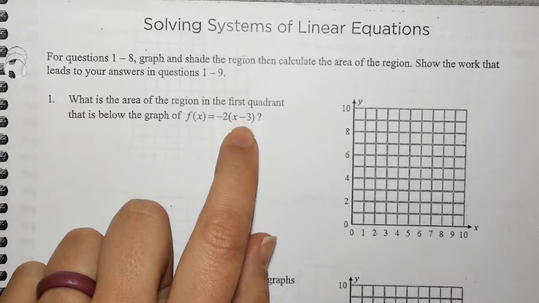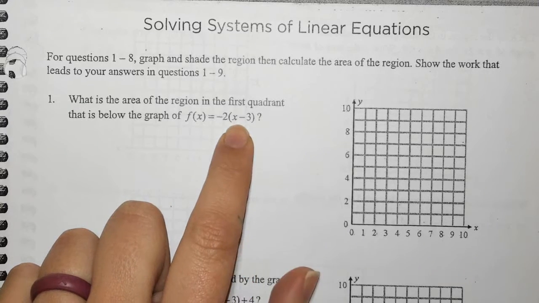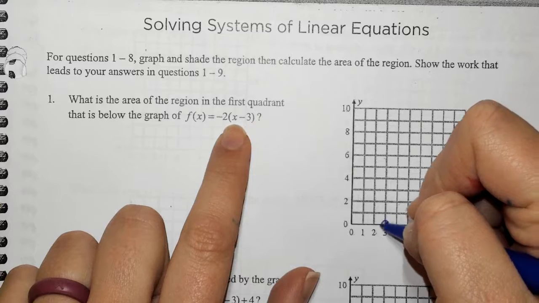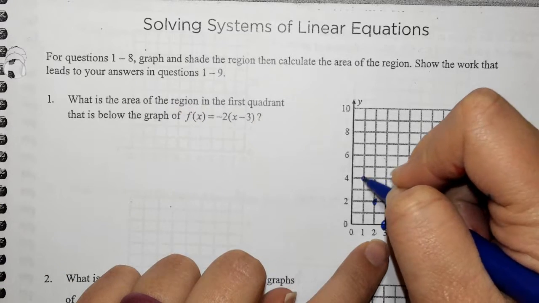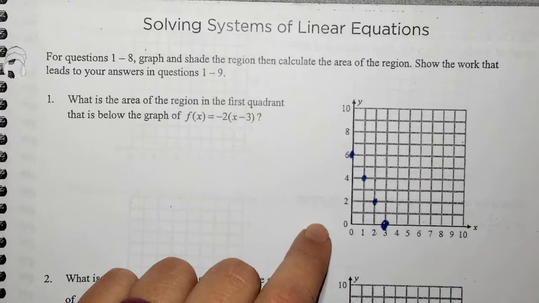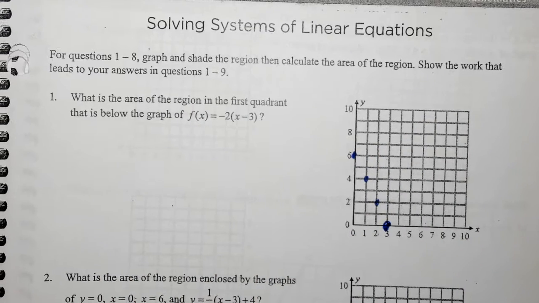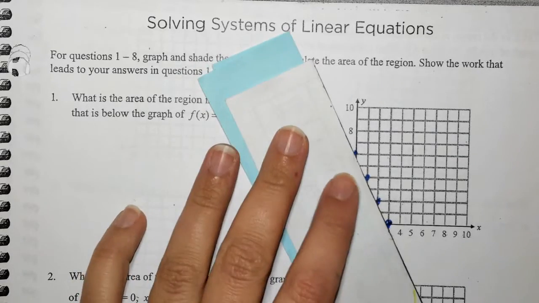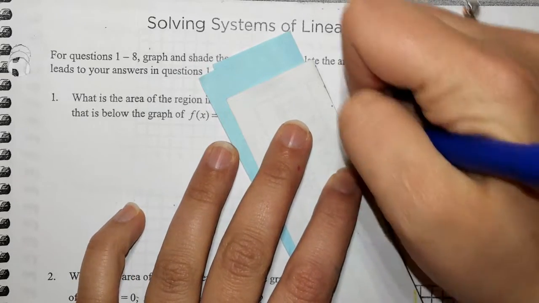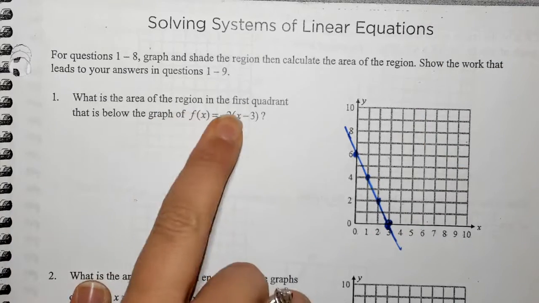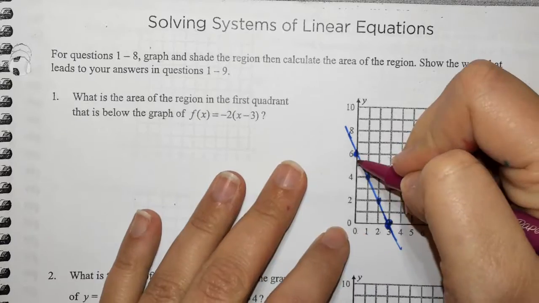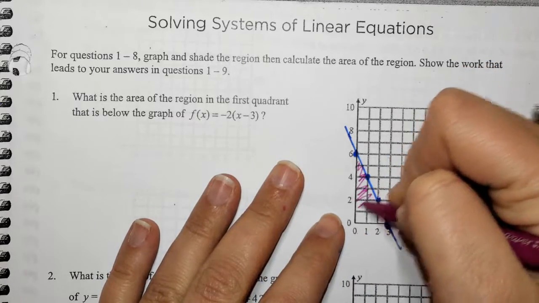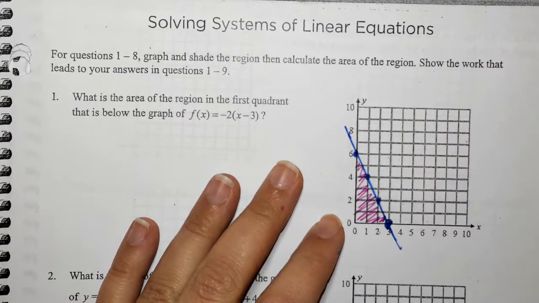So to graph this guy, it is 3, 0. And our slope is -2, so you would go up 2, right 1, up 2, right 1, up 2, right 1. I've graphed my line. You guys remember it's point slope, so you take the opposite of whatever's in right here, and you connect it. Now it says, what is the area of the region in the first quadrant that is below the graph? So the first quadrant is this. So we're going to have to find this area.